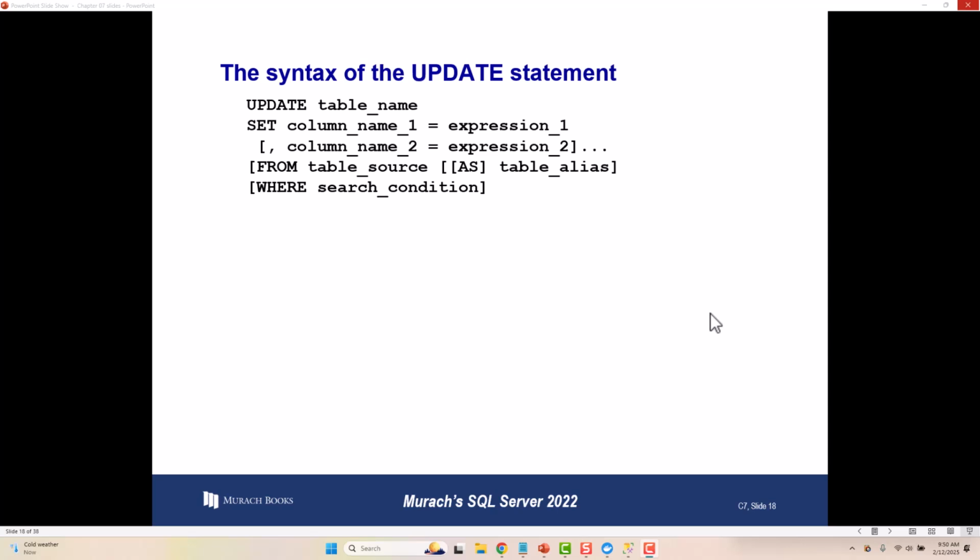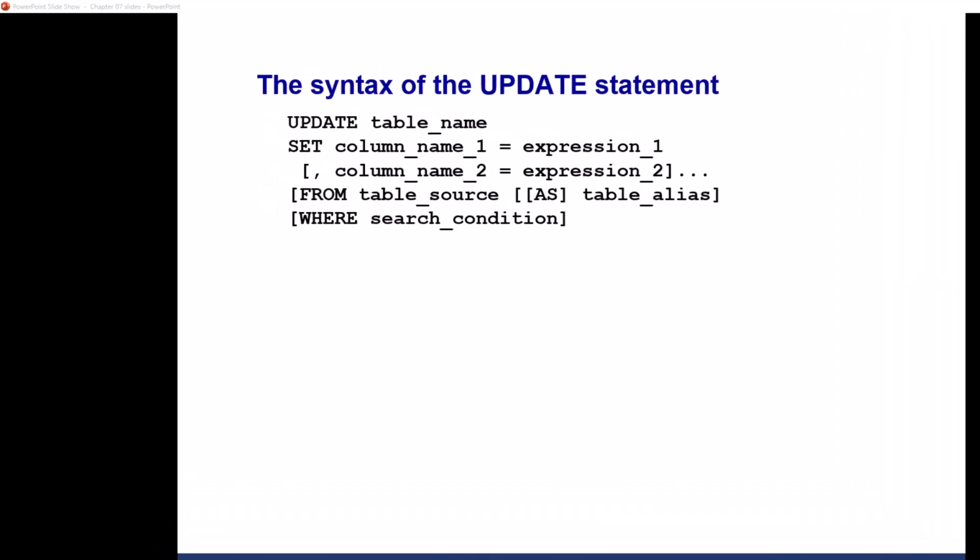In our from statement, which is not required, we can use join conditions. We can also indicate search conditions in our where clause. We can do all kinds of different things with updates. And let's go ahead and take a look at a couple things with SQL Server Management Studio.